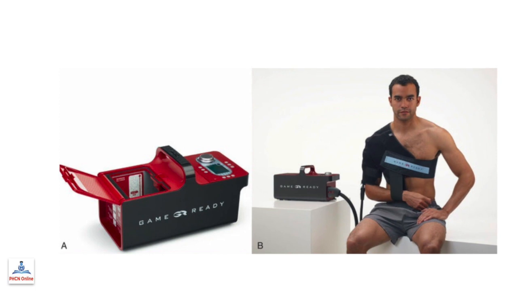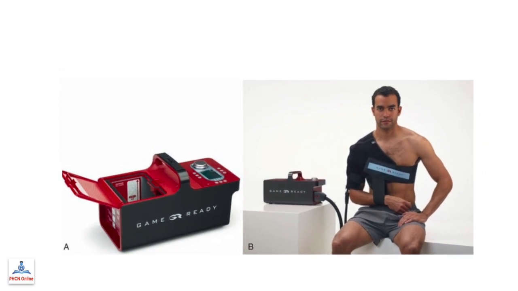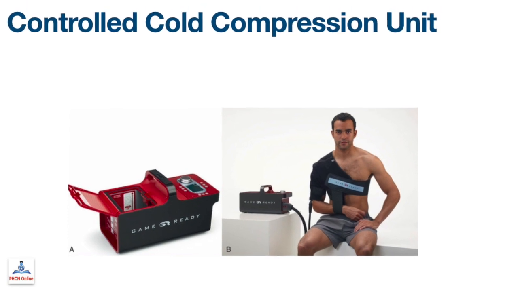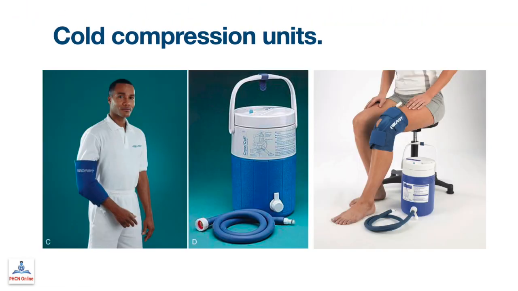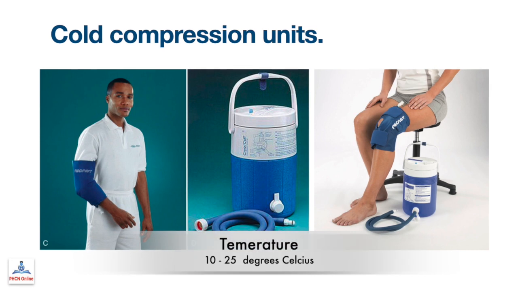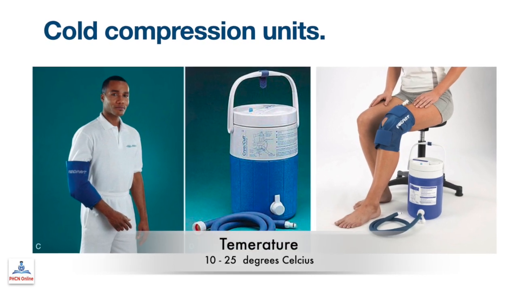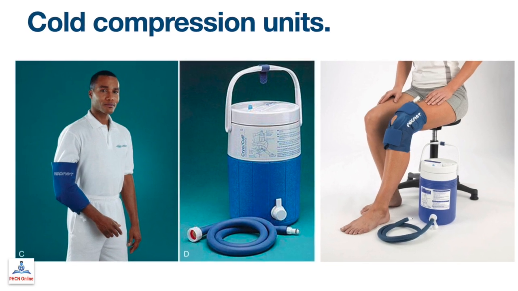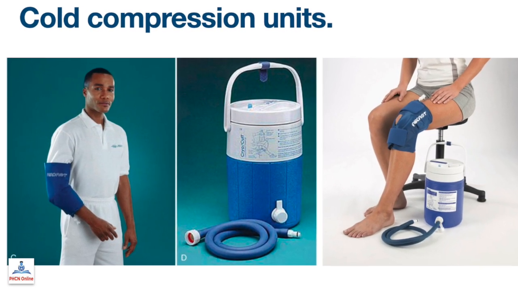Controlled cold compression unit. Controlled cold compression units alternately pump cold water and air into a sleeve that is wrapped around a patient's limb. The water's temperature should be set at between 10 degrees Celsius and 25 degrees Celsius. Compression is applied by intermittently inflating the sleeve with air.